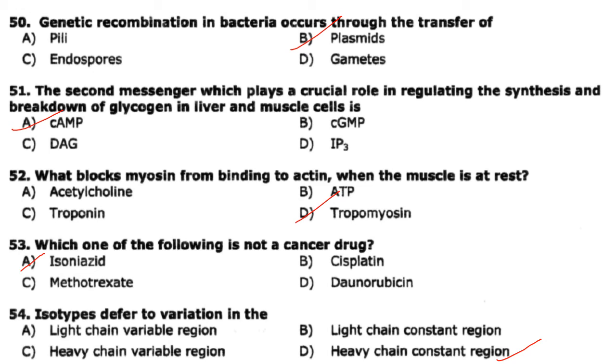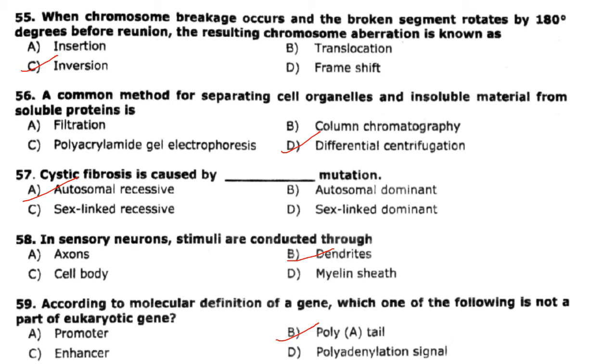Then next one. Which one of the following is not a cancer drug? So isoniazid is not a cancer drug. Answer is option A. Then isotypes differ due to variation in the heavy chain constant region. So answer is option D. Next question. When chromosome breakage occurs and the broken segment rotates by 180 degrees before reunion, the resulting chromosome aberration is called inversion. Answer is option C.